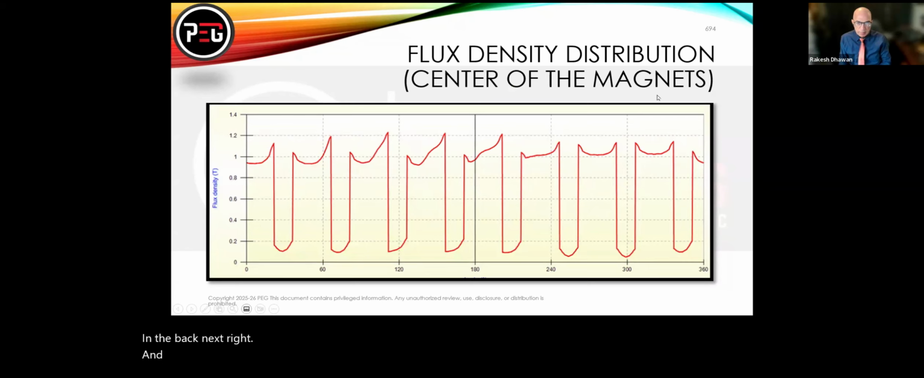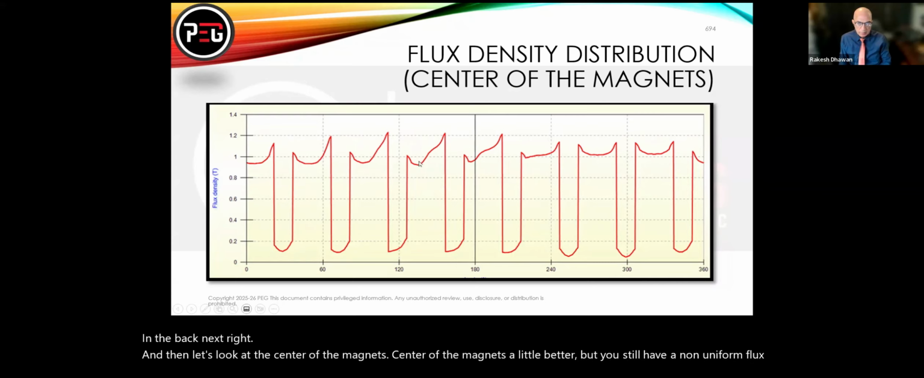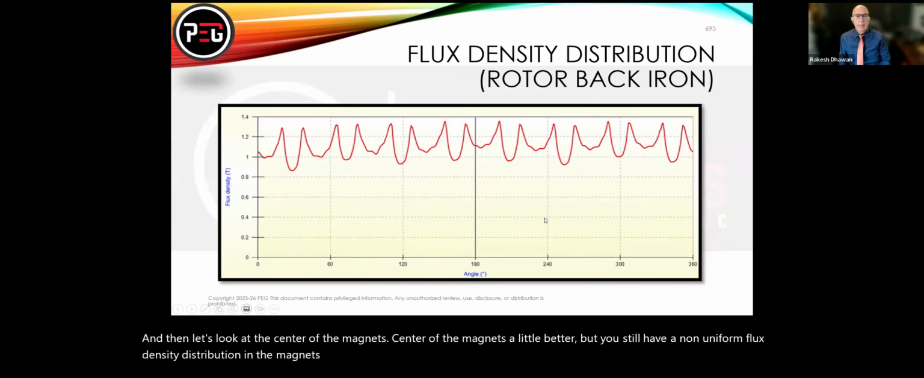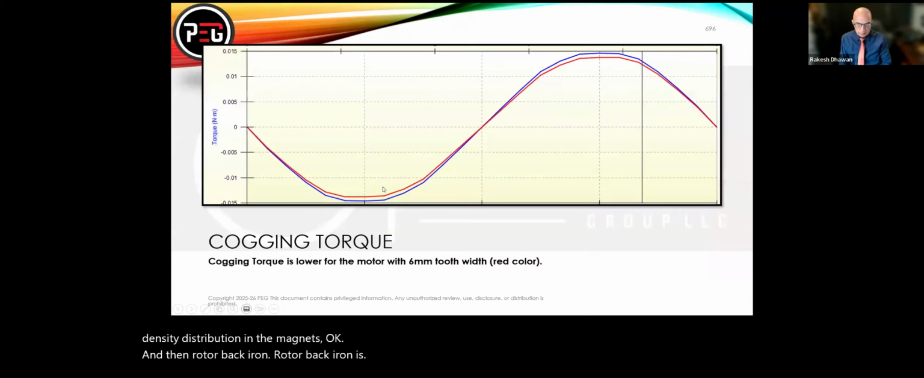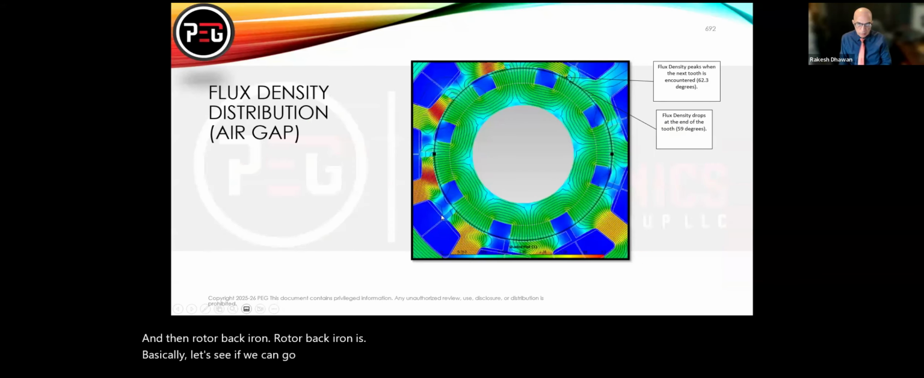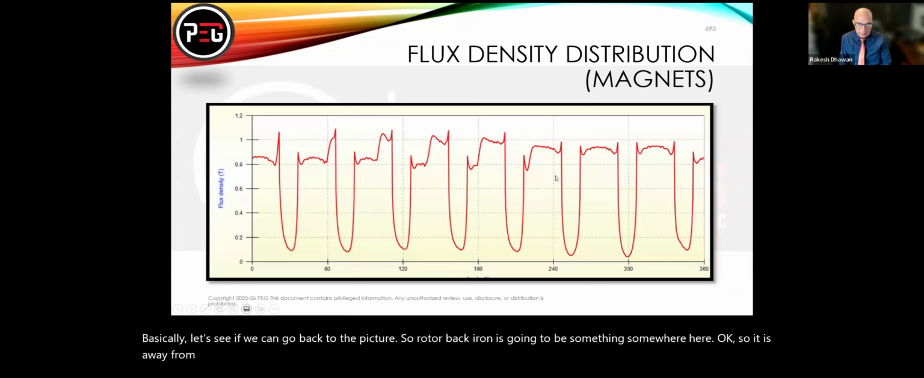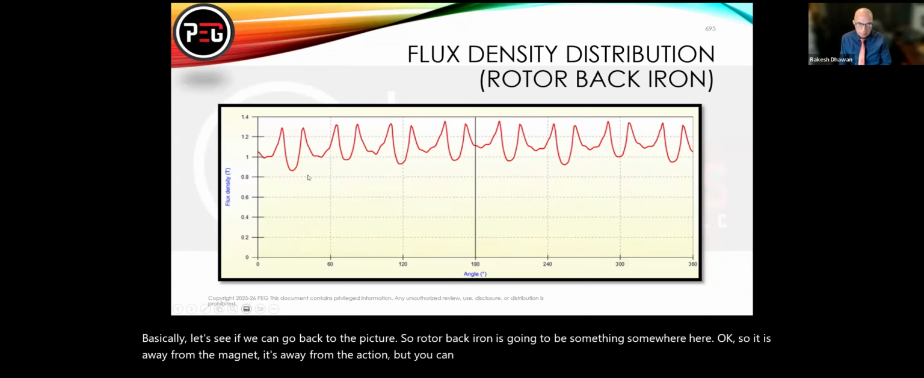And then let's look at the center of the magnets. The center of the magnets is a little better, but you still have a non-uniform flux density distribution in the magnets. Okay. And then the rotor back iron. Let's see if we can go back to the picture. So the rotor back iron is going to be somewhere here. It is away from the magnet, away from the action, but you can still see variation of the flux in the rotor back iron.